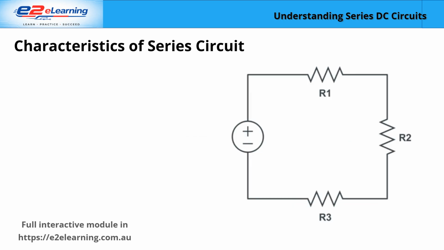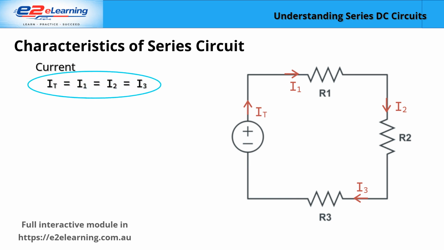Current in a series circuit is the same through every component. There is only one path for charge to flow, so the total current leaving the source must pass through each element in turn. This means the total current, IT, is equal to I1, I2, and I3 at every point in the circuit. No matter how many components are added in series, the current remains identical through each one because there is no alternative path for it to split.